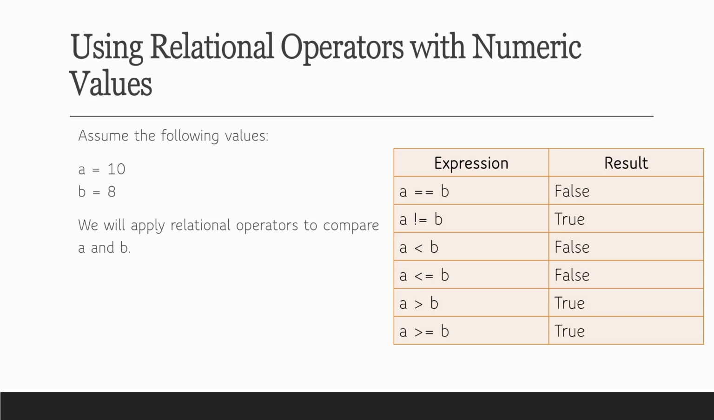Now, when we check whether A is greater than B, the result is true because 10 is greater than 8. Finally, when we check whether A is greater than or equal to B, the result is also true because 10 is greater than 8. This example clearly shows how relational operators compare numeric values and return either true or false depending on the comparison.